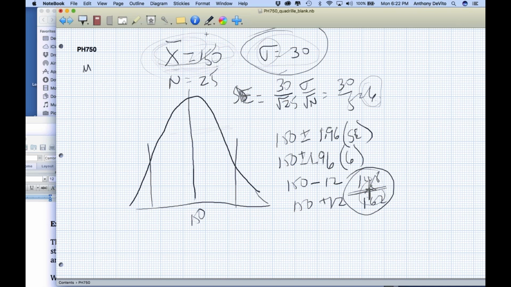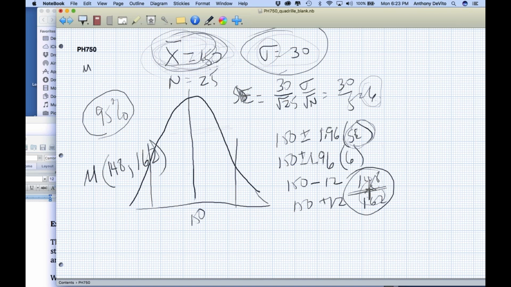Because I don't know, this might have been the one time out of 20 that I was outside of the 95% likelihood of getting within 2 standard deviations of the population. So I really don't know any more than I knew before, except that I know with 95% certainty, because I know the standard deviation and the standard error, that the true population mean, mu, is between 148 and 162. How do I know that?